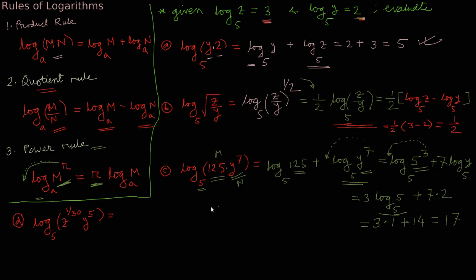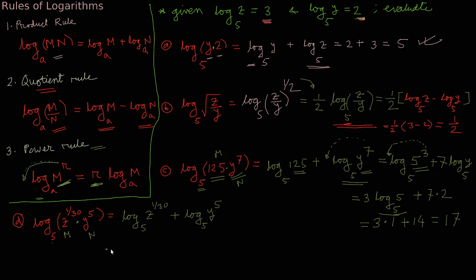Okay, so now let's look at number 4. Again, what I have two quantities, z power 130, I'm going to call it m, and y power 5, I'm going to call it n. So I have two quantities in product form, so I can write logarithm of my m is what? z power 130 plus logarithm of n. In this case my n is y power 5 and my base is always 5 in this case.